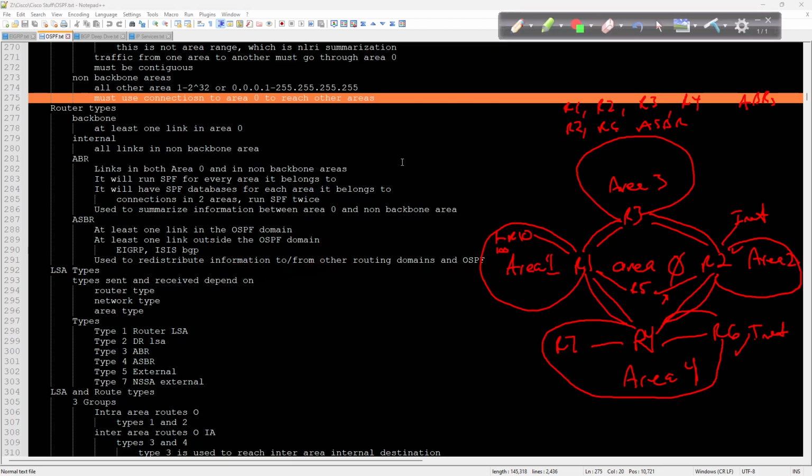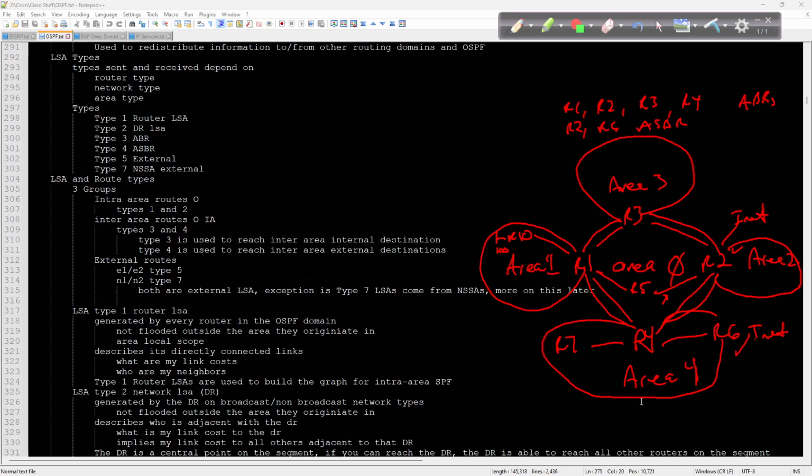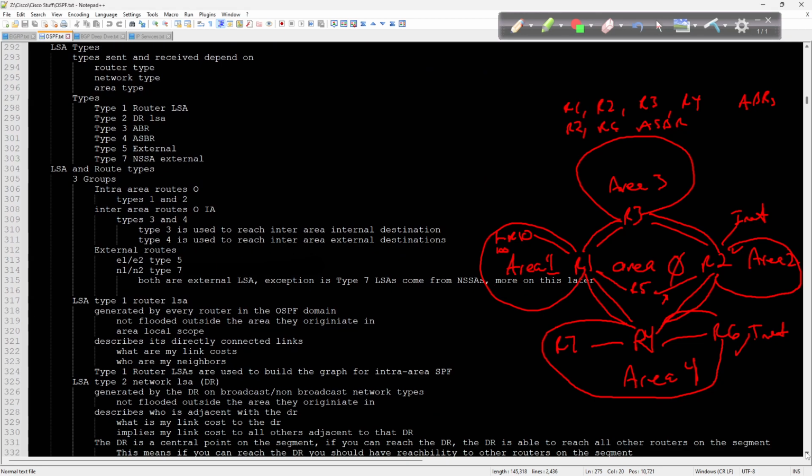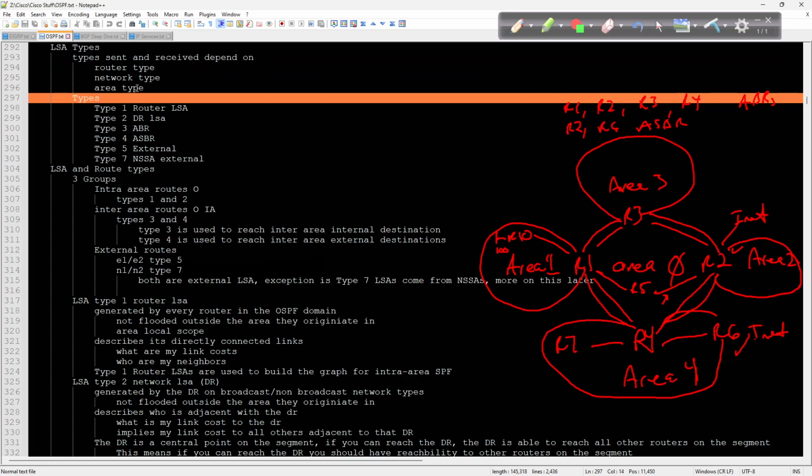All right. So let's talk a little bit about the LSA types, because there's a whole bunch of them, right? When it comes to LSA types, the types sent and received depend on three different factors: the router type, the network type, and the area type. So let's talk about the different router types.